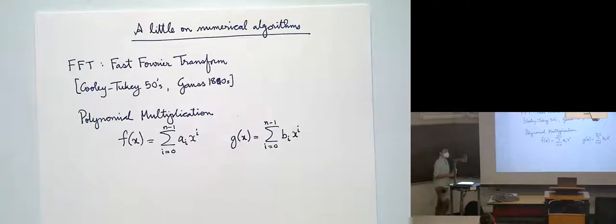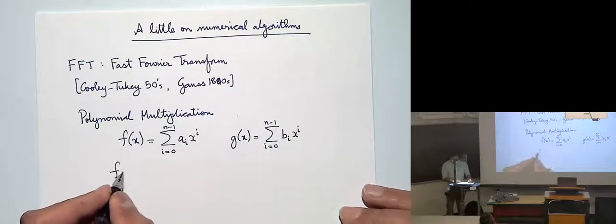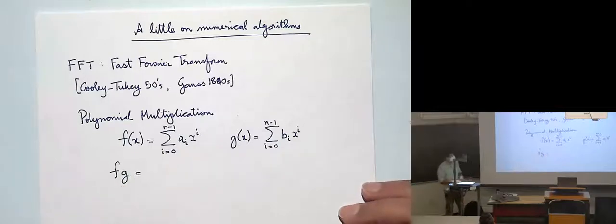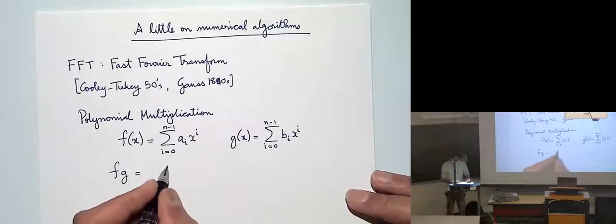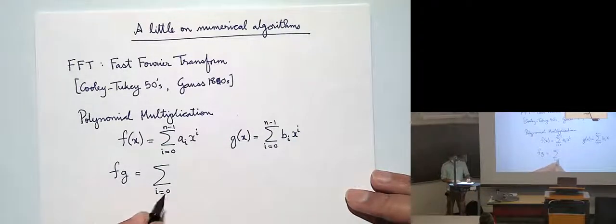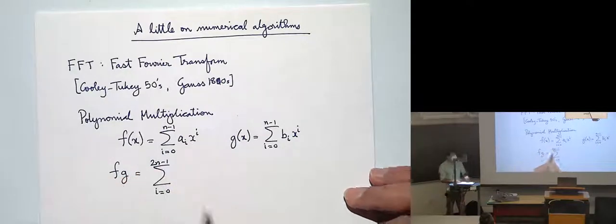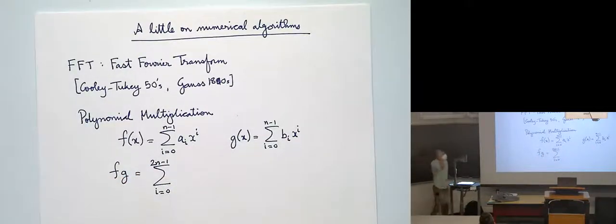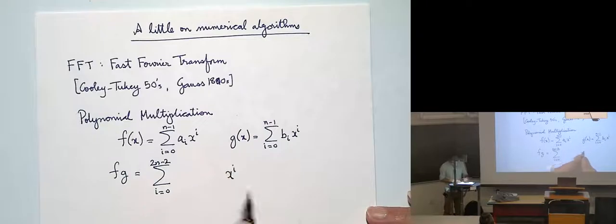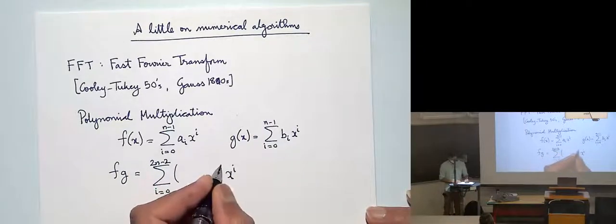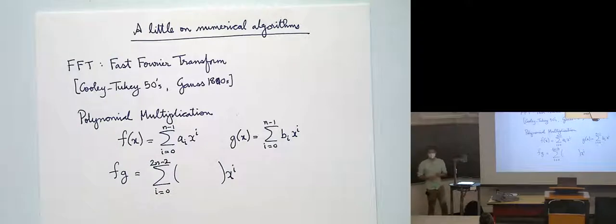So you want to multiply these two polynomials, right? So f times g. So what is f times g? Well, okay, so you would do the usual cross multiplication. So your degree goes to 2n minus, probably 2n minus 2, if I'm not mistaken, right? Goes from 0 up to 2n minus 2. And so what you would have here is x to the i. And so the question is, what is the coefficient of x to the i?